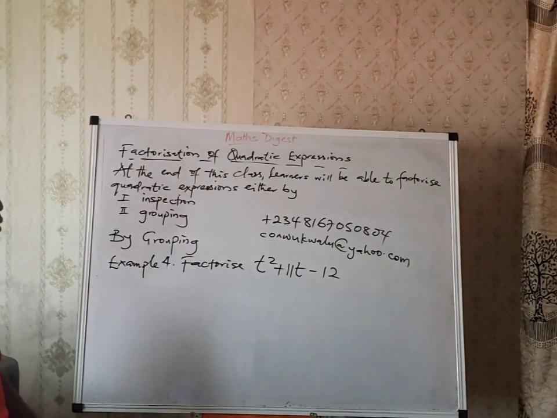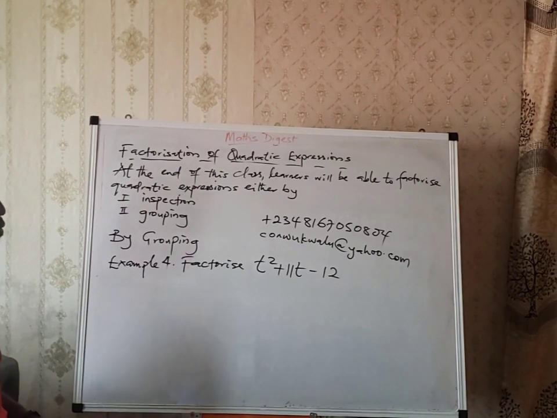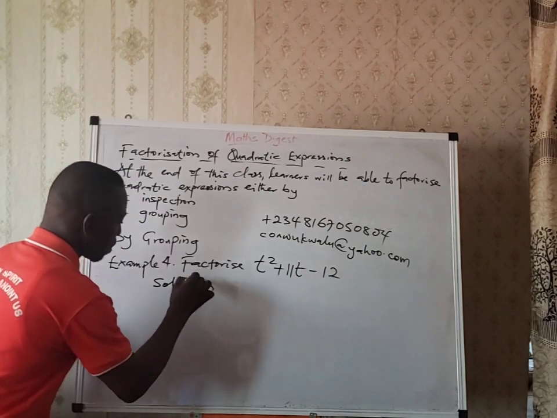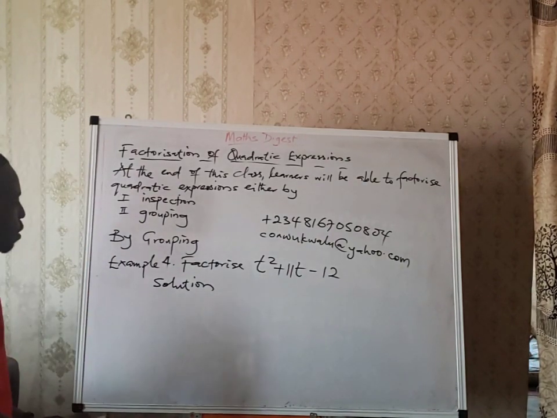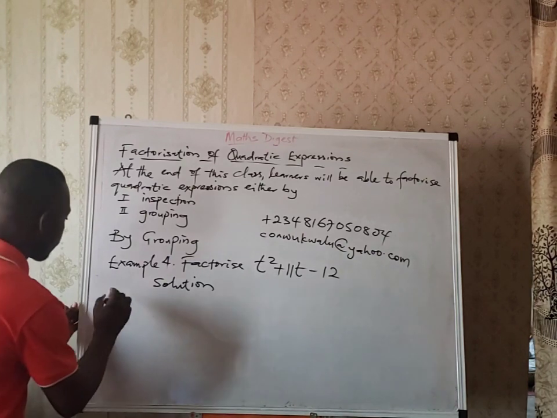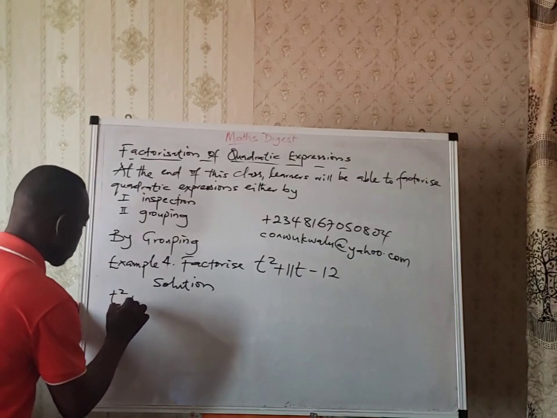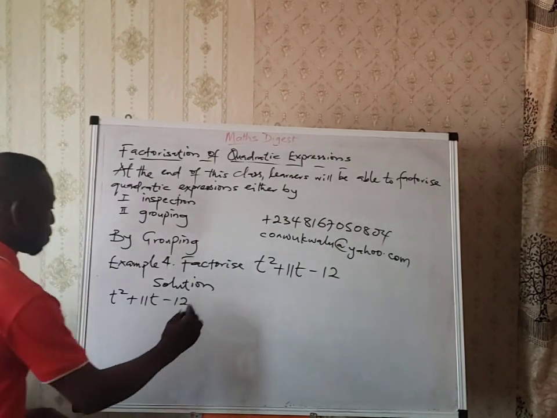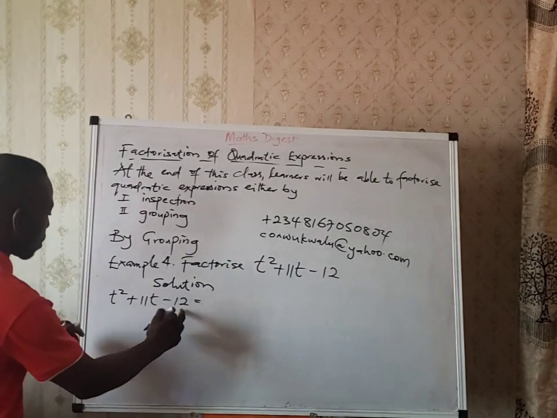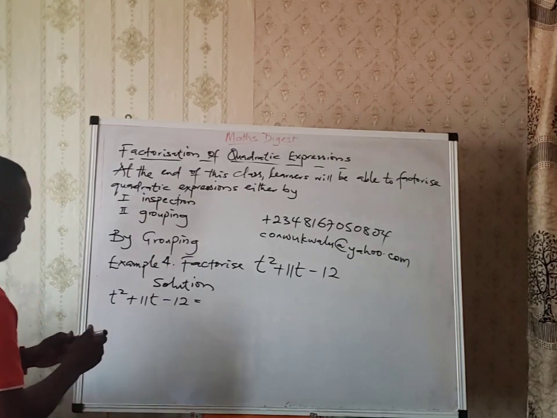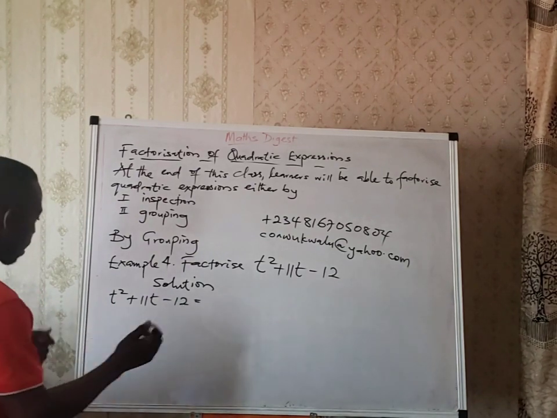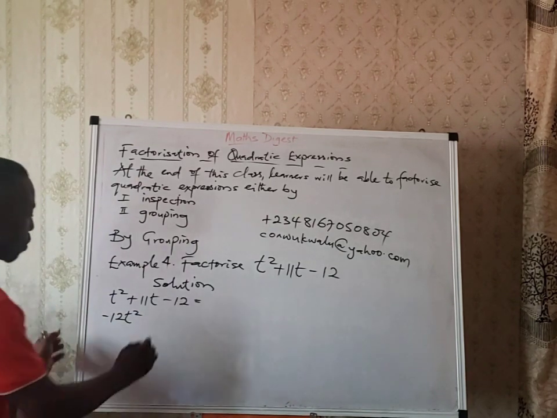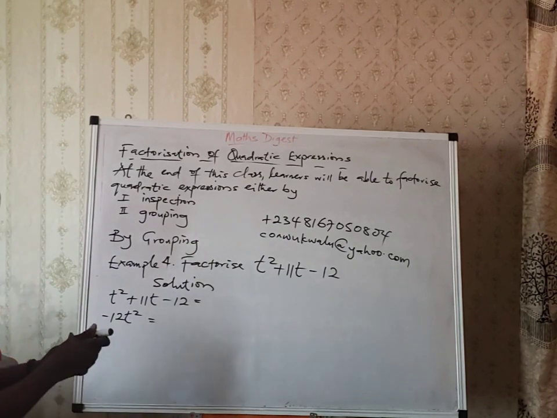Example 4: factorize t squared plus 11t minus 12. You can still handle it like the first one. We have t squared plus 11t minus 12. Now we multiply these two things, this with this, and we have minus 12t squared. Now we look for the factors of 12.